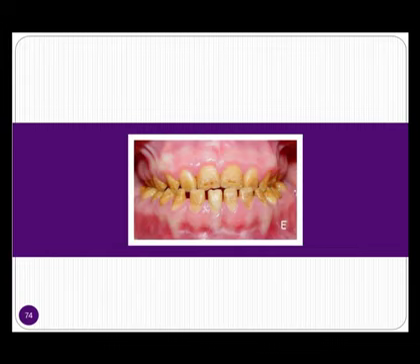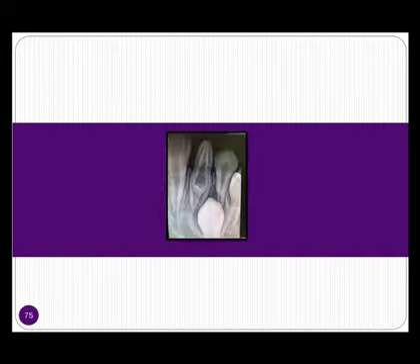What do we see here? We see very yellow pitted teeth that have no enamel. This is a case of amelogenesis imperfecta. And here we have another case of dens invaginatus.